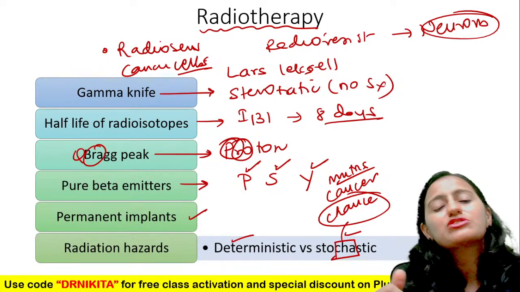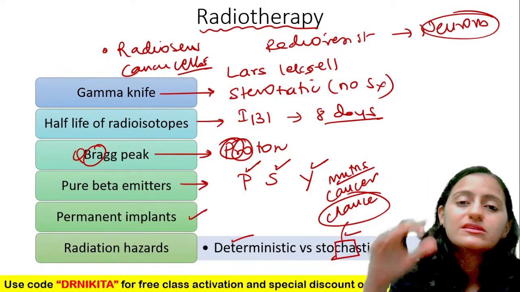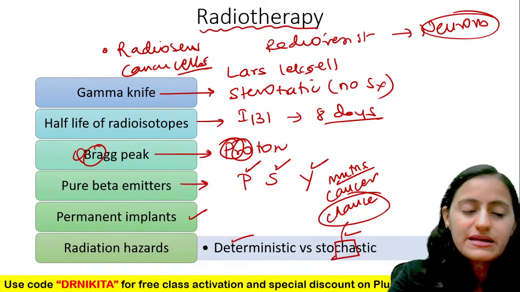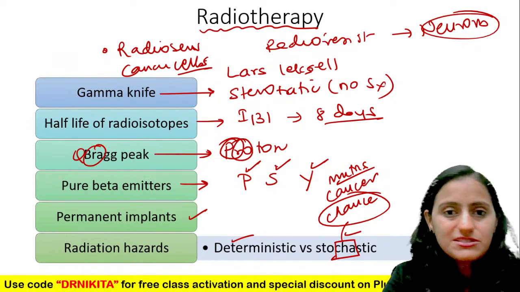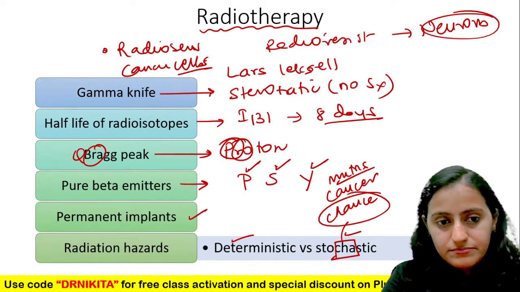Deterministic means the threshold can be determined. Okay, the threshold at which the side effect occurs can be determined. So remember, all this is very, very important and must know in radiotherapy.